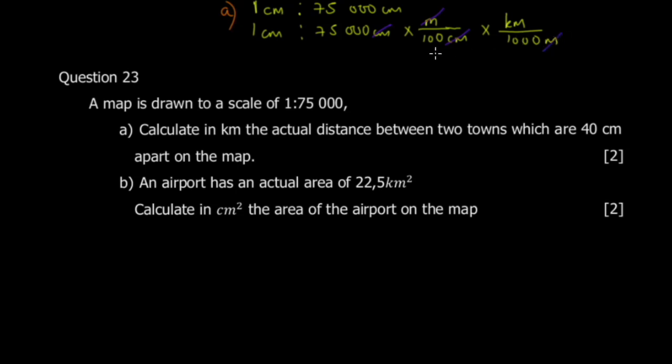So the meter cancels, and you can cancel the thousands here as well. So you're left with 75 divided by 100. So you're left with 1 centimeter is to 0.75 kilometers. Let me just show you here, I had used a very lousy pen. So here you get 0.75 kilometers. This is your scale. Take note of it, because sometimes you have to use it several times.